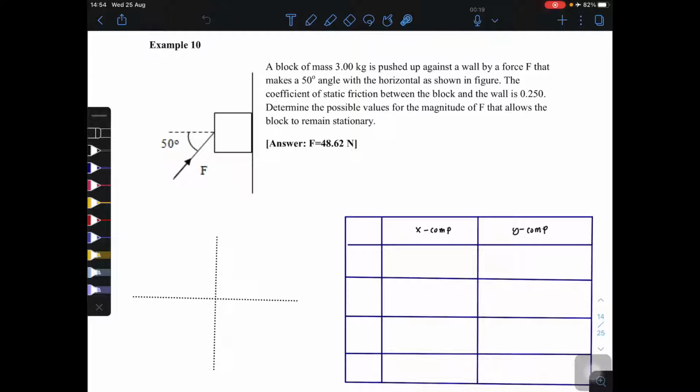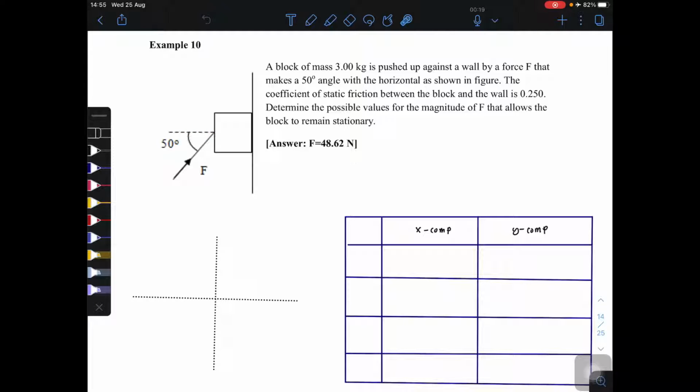Okay, so we have a figure here where we have a block of mass. This block of mass is pushed up against a wall by a force. So there is a force here, and this force is pushing up this block of mass against a wall. When the force pushes up, it makes an angle of 50 degrees with the horizontal.